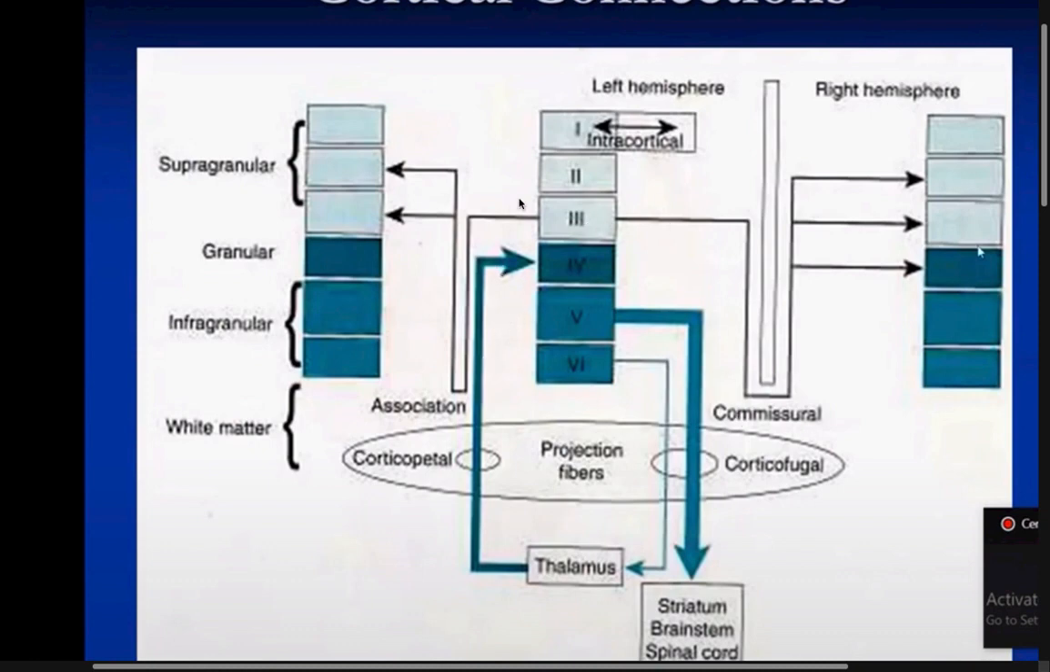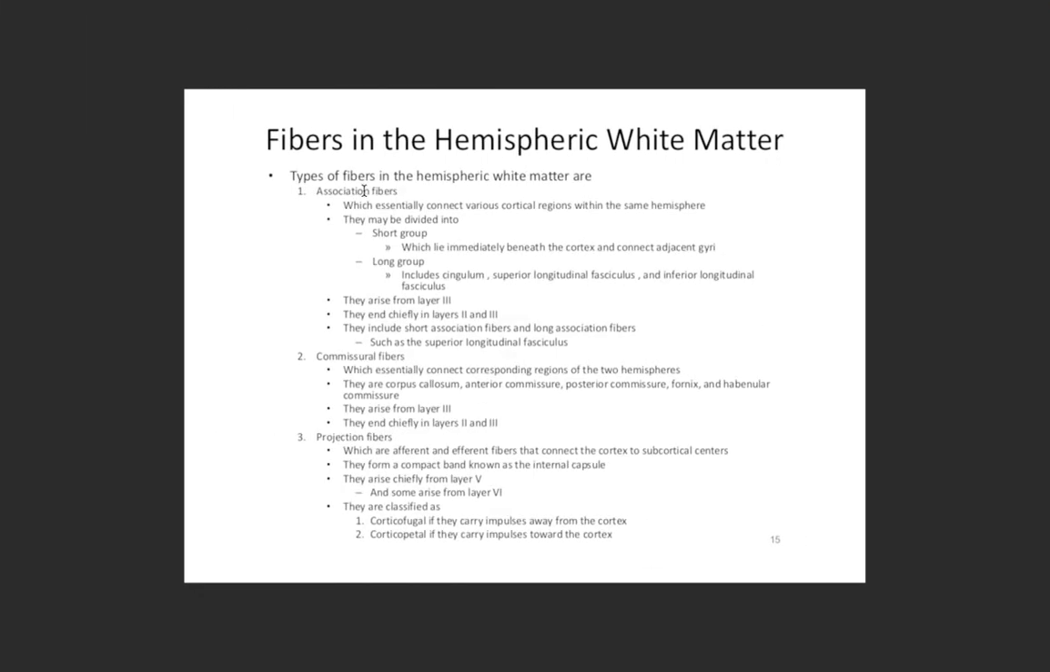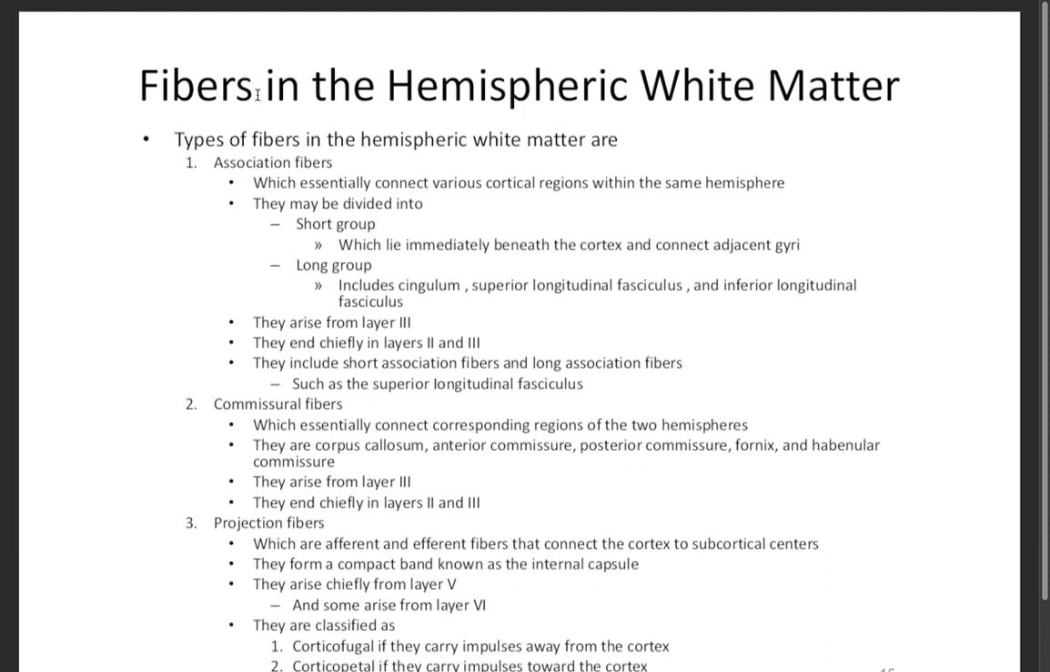However, if I have any fibers getting from one cerebral hemisphere and inserting to another structure in the same cerebral hemisphere, be aware of the words 'in the same', those are called association fibers, okay? And these fibers are described in these slides. So these are the fibers in the hemispheric white matter. Again, types of fibers in the hemispheric white matter.